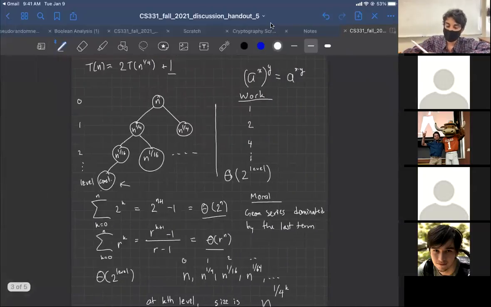So for example, what if this 1 over here was not a constant? What if this was 1/2 instead of 1/4? What if this was 1, or what if it was 4, or something like that? So there's a lot of things you could ask here.